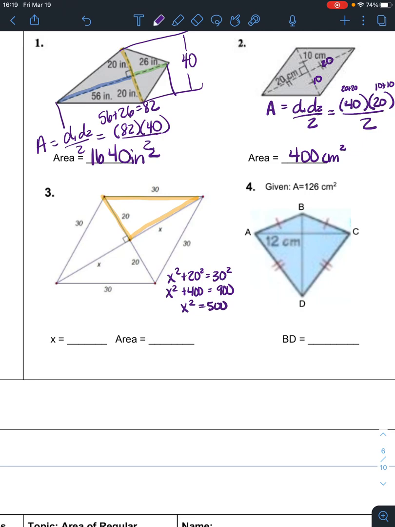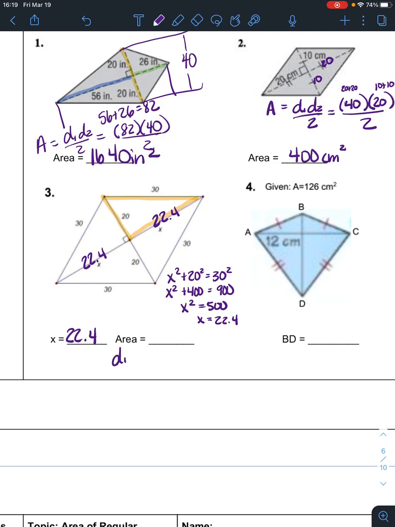And so we would take the square root of both sides. The square root of 500, x would be 22.4. So this is 22.4, and this is 22.4. So now we just need to find the area. So we got x was 22.4.